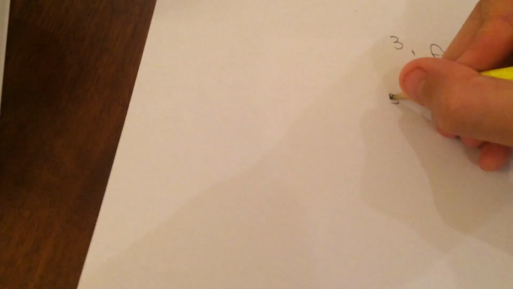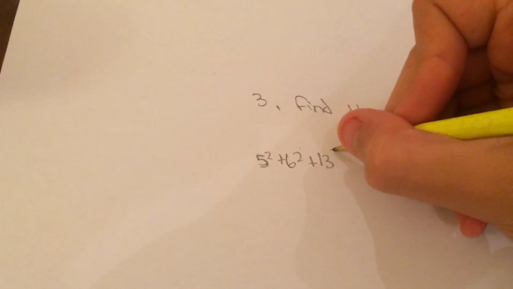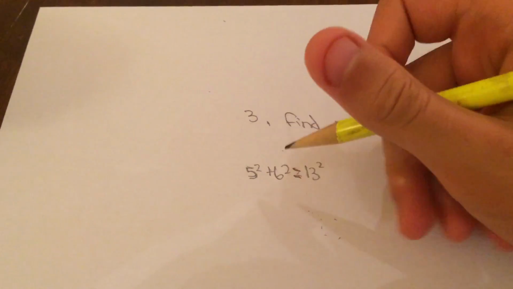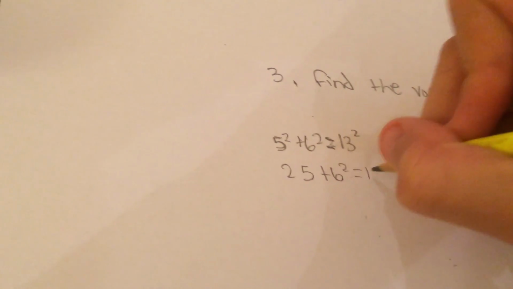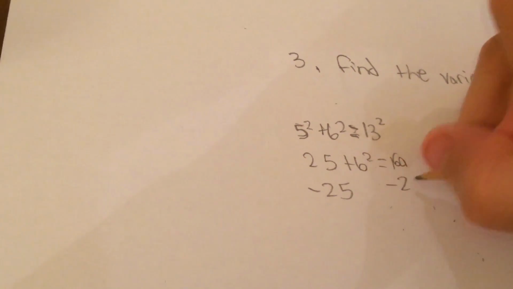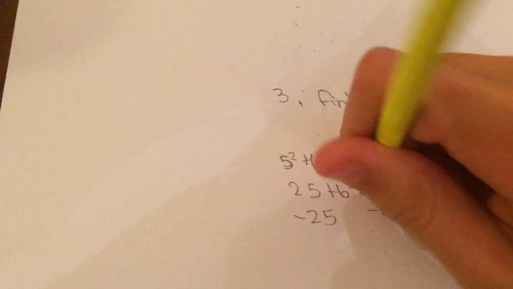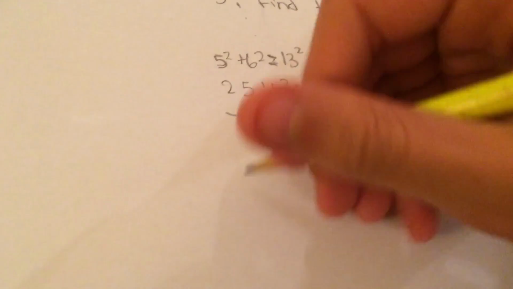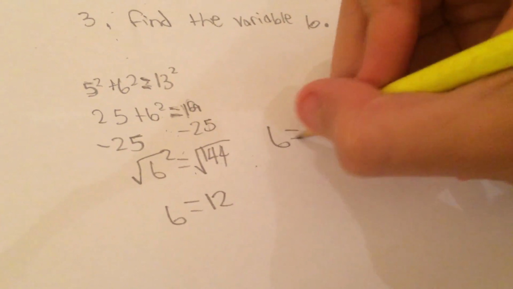Another one. Now we need to prove B, when A equals 5 and C equals 13. Step number 1, substitute values. 5 squared plus B squared equals 13 squared. Step number 2, simplify the numbers. 5 squared equals 25. 13 squared equals 169. Step number 3, inverse operations. Subtract 25. 169 minus 25 equals 144. Step number 4, square root, last chore. Square root of 144 equals 12.